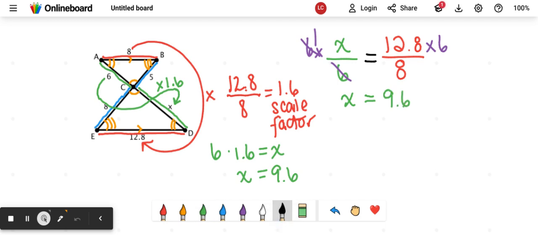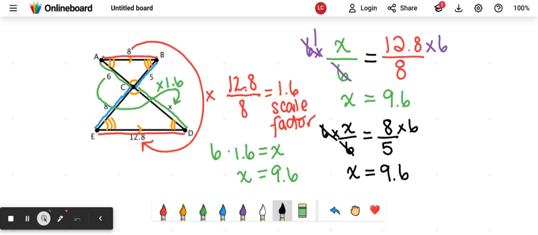And I just want to show us that that will also work if I use the other set of corresponding sides. So x divided by 6 is the same as, what are my other corresponding sides? My blue sides. So the x triangle has a side of 8, and the corresponding blue side on the smaller triangle is 5. And again, multiply by 6 on both sides. 6 divided by 6 leaves me with 1x. 8 times 6 is 48. Divided by 5 is 9.6. We shouldn't get a different answer. We should always get the same answer.